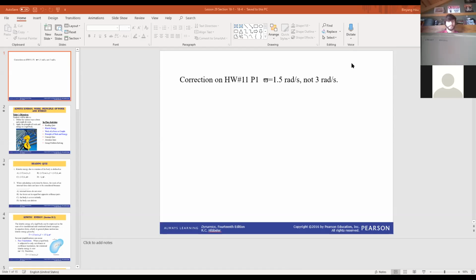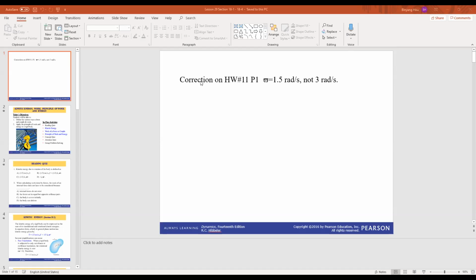I want to make a correction on problem number 1 on homework 11. The angular velocity omega should be, let's change it to 1.5 radians per second, not the 3 originally I posted. I already updated the file. If you have downloaded this already, you can just make a change there. If you print it out, you can cross out the 3 and make it 1.5.